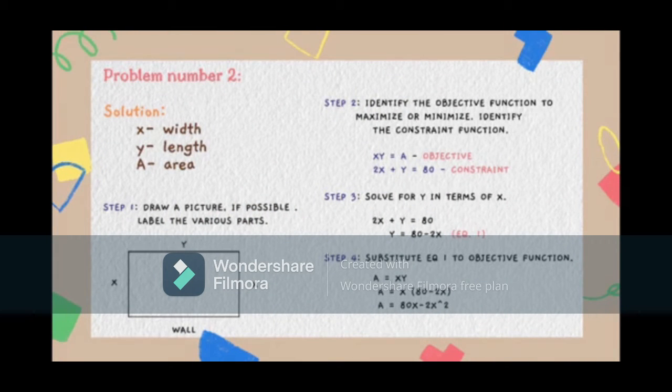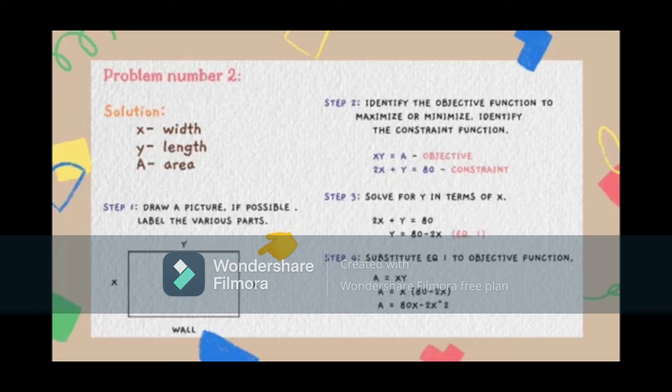We are going to follow the same steps as the first problem. First, illustrate and label the various parts. In this problem, we can see that having an illustration here is possible. Since we are going to make a rectangular garden, we are going to draw a rectangle and assume that it is a garden against a wall, and label it x and y as the dimensions.